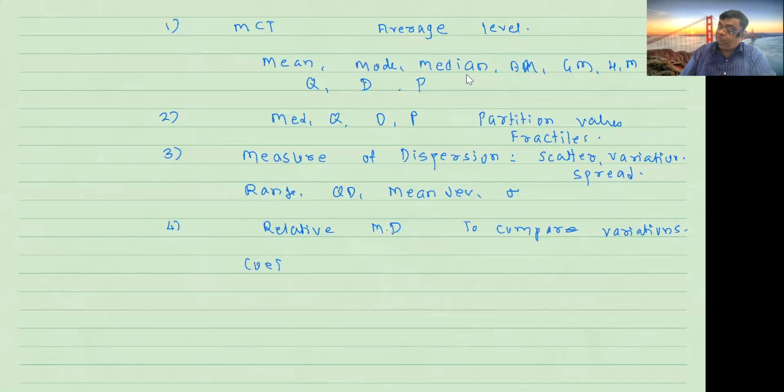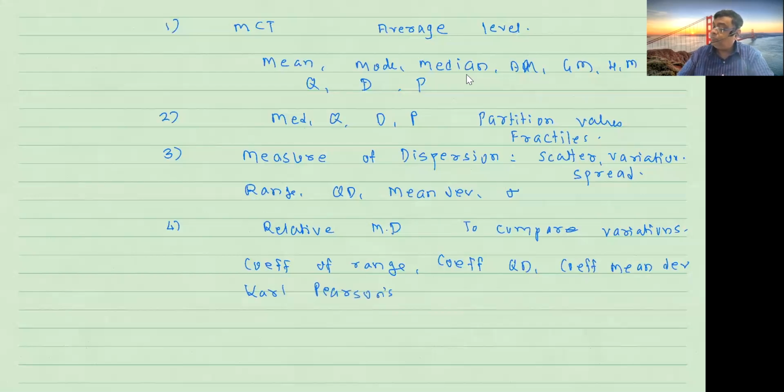The coefficient of range, coefficient of quartile deviation, coefficient of mean deviation, and most important is Karl Pearson's coefficient of variation. Coefficient of variation is nothing but sigma over x bar into 100.